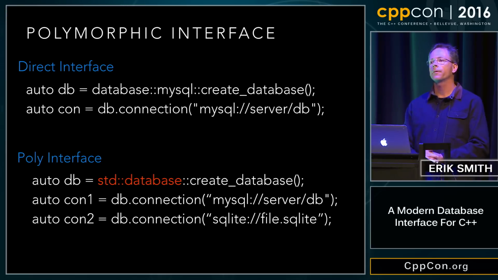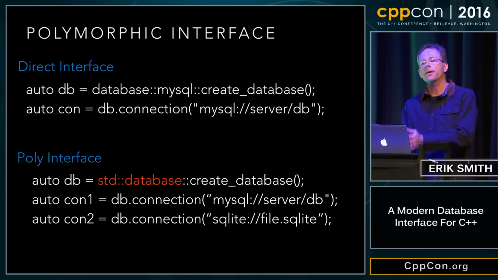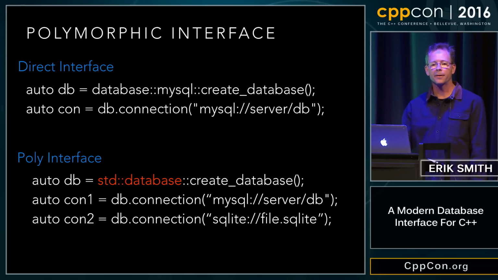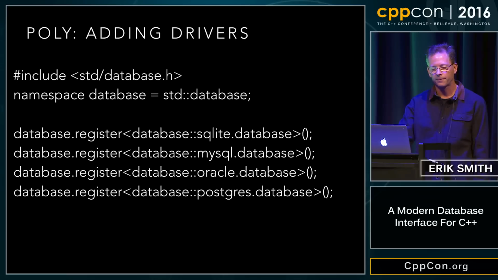And this is all done through type erasure. Basically, the interface for the driver, if you specify standard database, create database, you are asking for the poly driver, and this is something that could potentially be in the standard because it's not specific to any database. You get it for free. If you want to look like what it would be like to add drivers, this is what it would look like. You just register them based on the type. So you can say, I want to register all 4 databases, and by doing that in your code, you can now ask for connections on any of those 4.